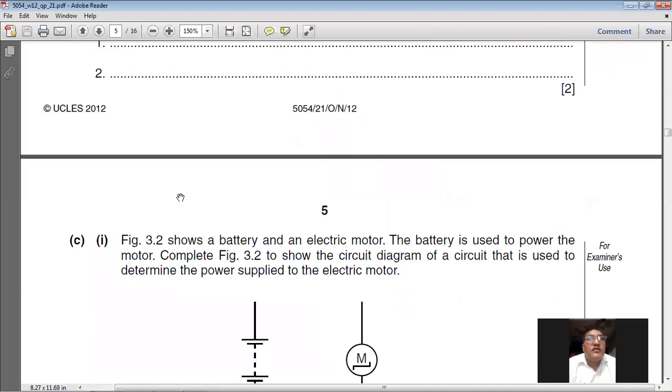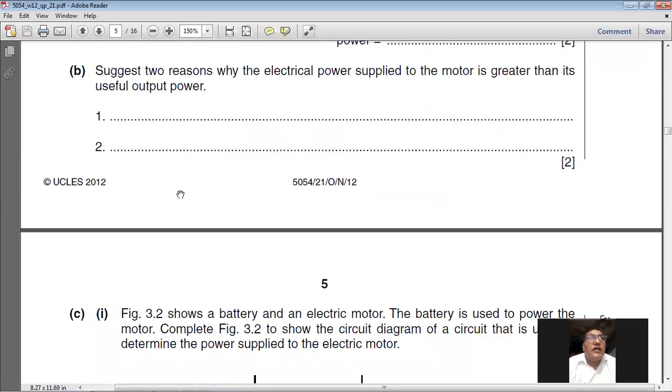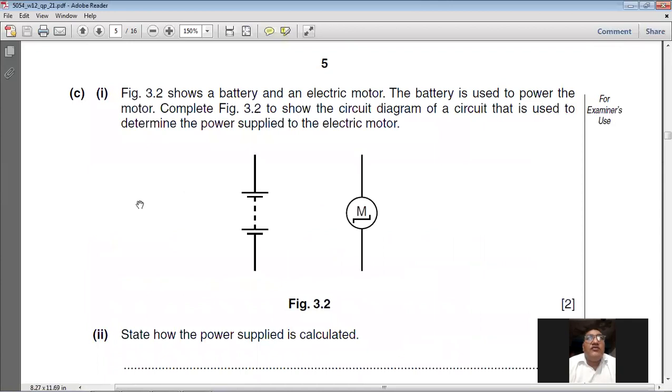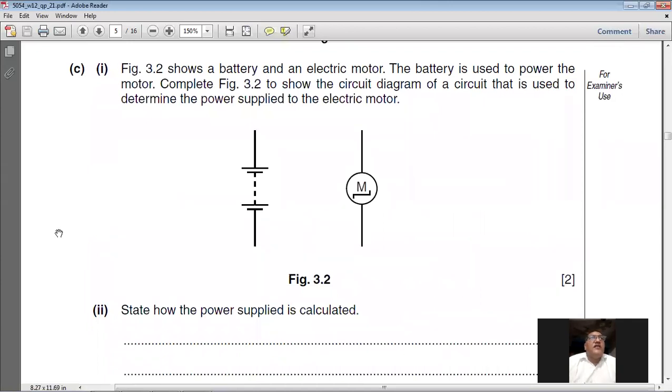Okay. Here we move to the next question. He says, figure 3.2 shows a battery and an electric motor. The battery is used to power the motor. Complete figure 3.2 to show the circuit diagram of a circuit that is used to determine the power supply to the electric motor. So what we will do, if you want to calculate how much is the power, the formula for the power is equal to IV.